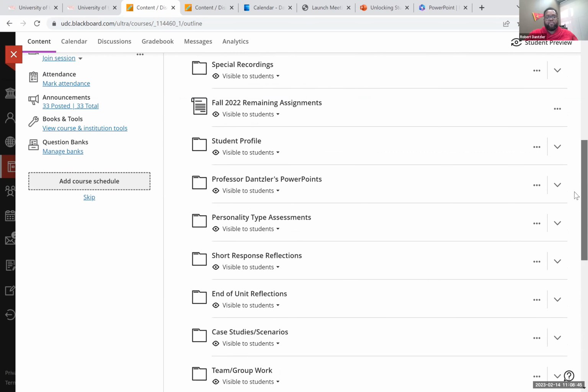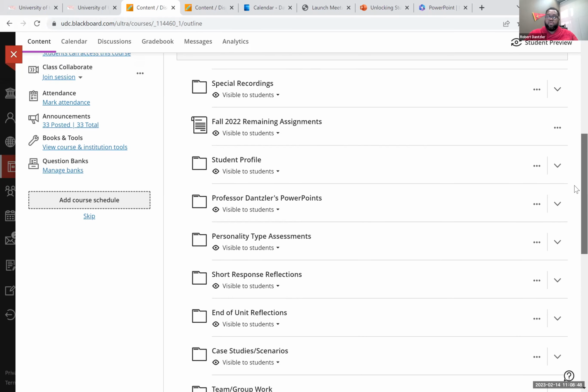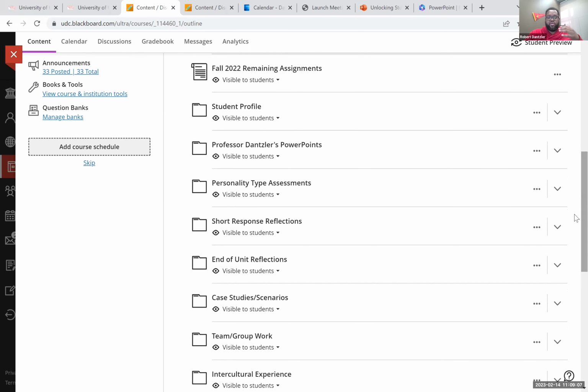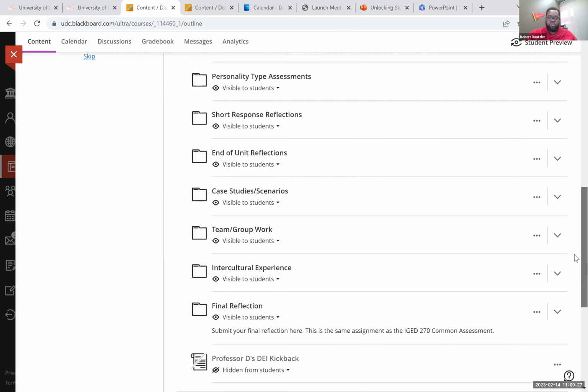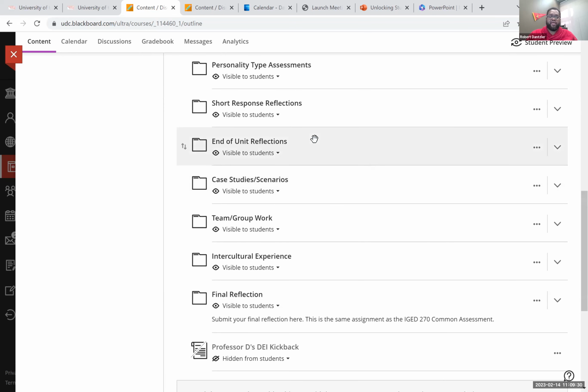the semester. I set mine up this way because in the previous Blackboard, there was a specific tab for assignments. That was fine, but students would then have to go to a different tab for instruction, so it created a lot of back and forth. So for each category, like the short response reflections, the end of unit reflections, the case studies and scenarios, and the team and group work, say I'm going to use end of unit reflections, every particular assignment in the unit is already specified in the syllabus, and I remind them in class, you'll find that here.